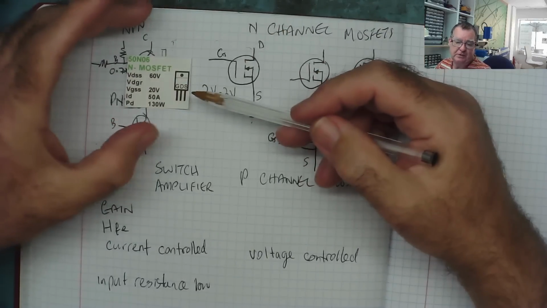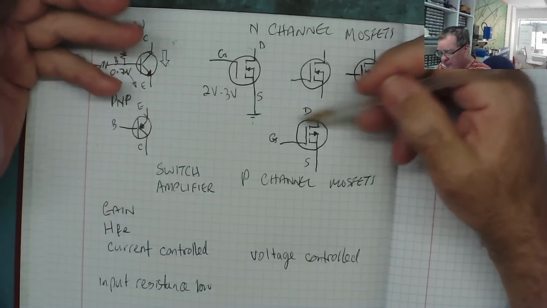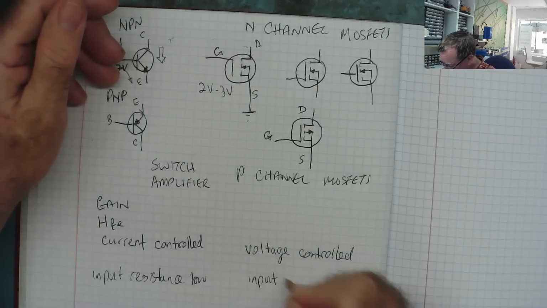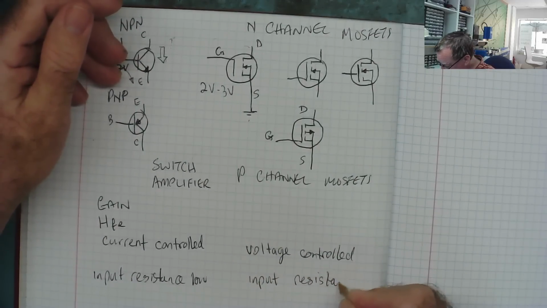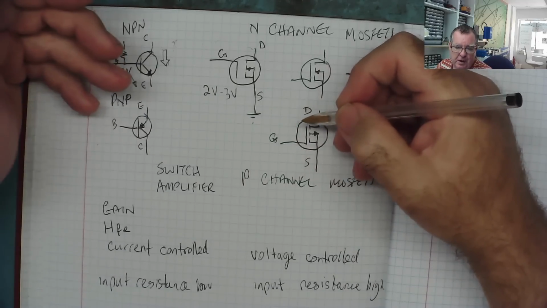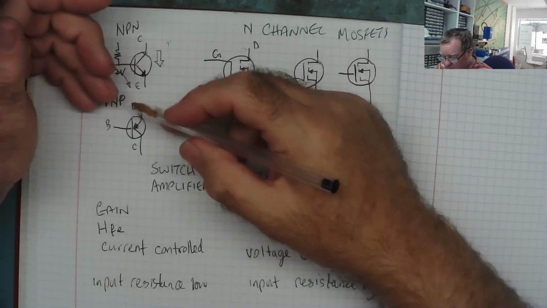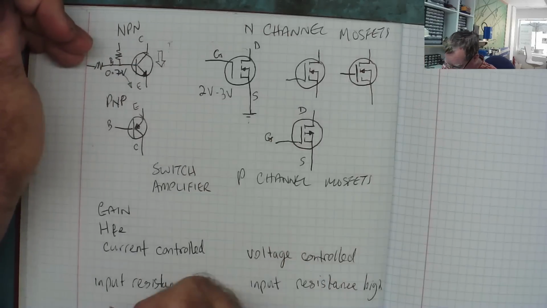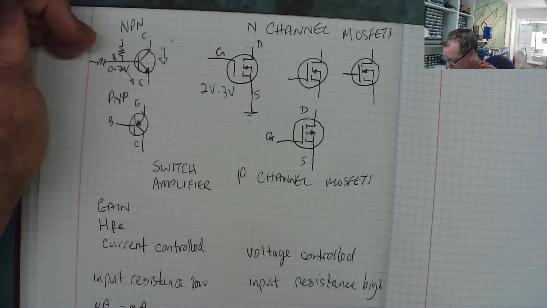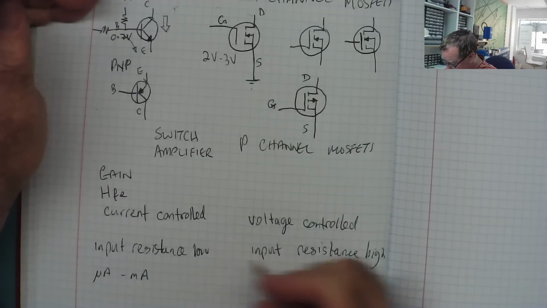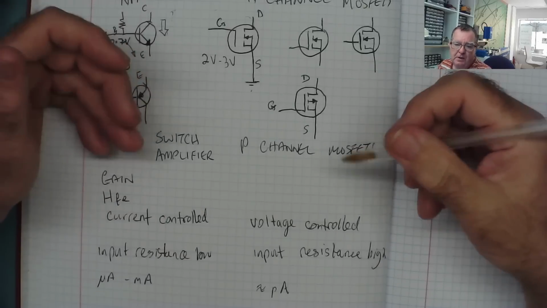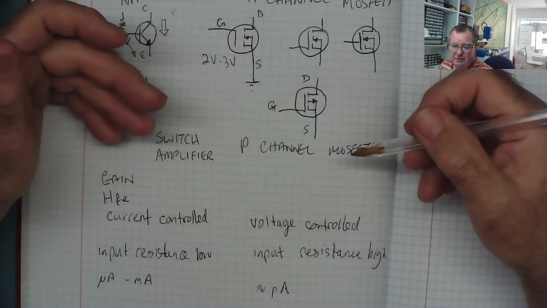And you can find that from the datasheet. So your MOSFET is voltage controlled, and the input resistance is high. The gate is effectively an open circuit. With a transistor, your base current is going to be in the range of microamps into milliamps. With your MOSFET, the gate current is going to be practically nothing, in the picoamps range. It's probably so low that without special equipment you can't even measure it.